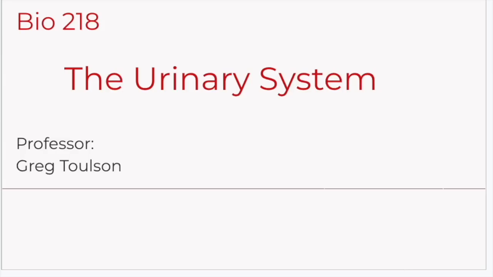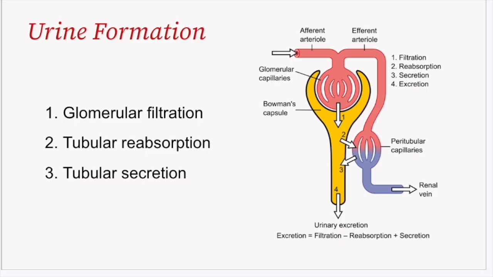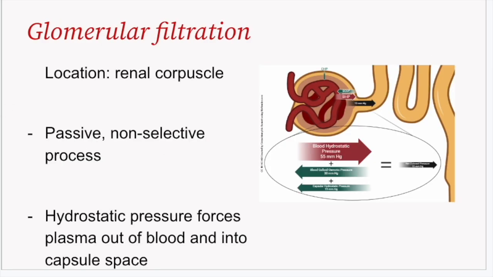Hi everyone, this video goes with the urinary system, and we are going to look at the process of making urine. So urine formation is a three-step process. It includes glomerular filtration, tubular reabsorption, and tubular secretion. We're going to go through each of these steps in detail. We're going to start with glomerular filtration.